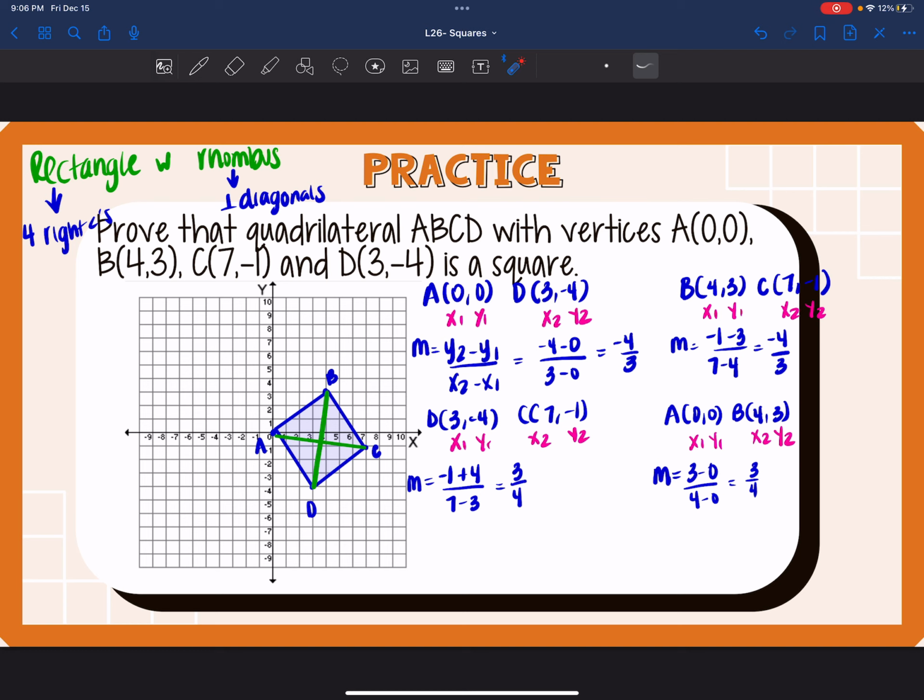Now, I'm going to continue on just because we're here already. So I'm going to do BD. B, which is 4, 3. D, which is 3, negative 4. And we have x1, y1, x2, y2.